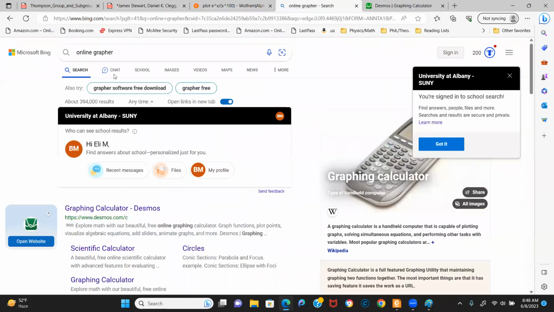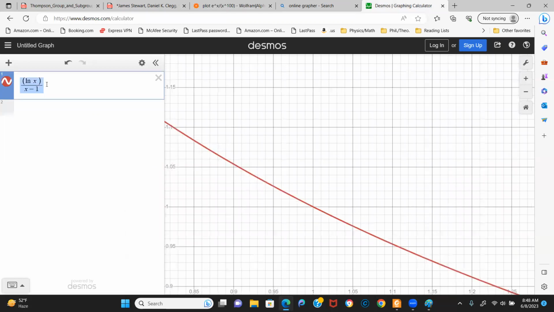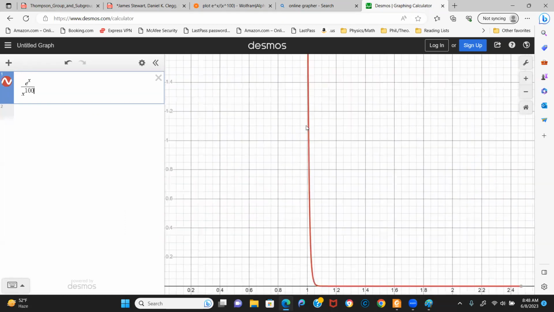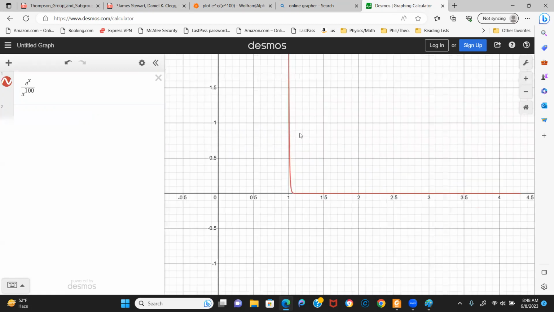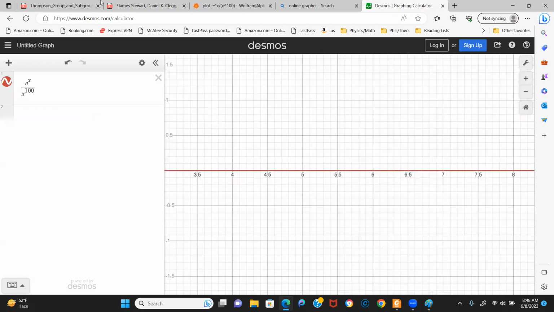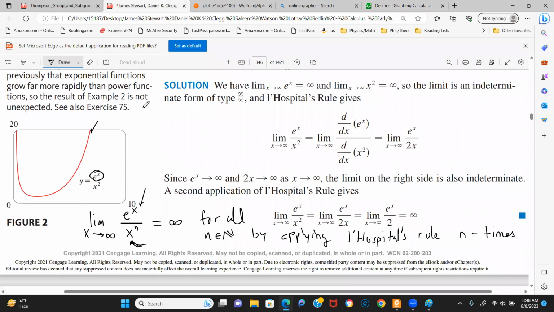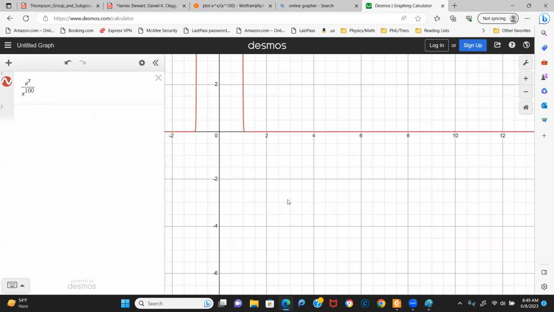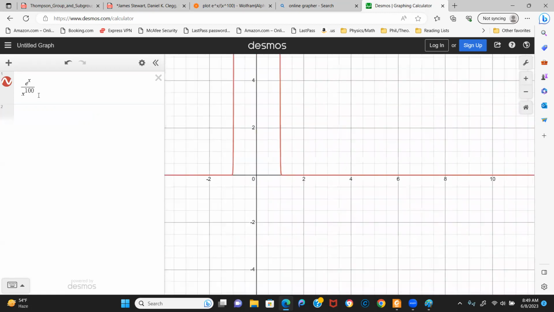Hmm. Let me just try this in decimals. e raised to the x and then divided by x to the 100. Wait, this is not right. Did I do something wrong? I mean, they definitely got the same thing I did right here. See, you can see it. They use L'Hopital's rule twice, a second application, and they get negative infinity. But this seems to be showing that it goes to zero. Doesn't make sense to me.